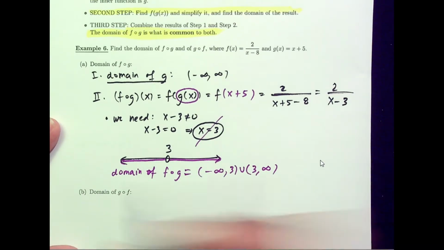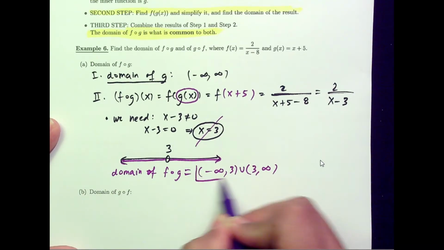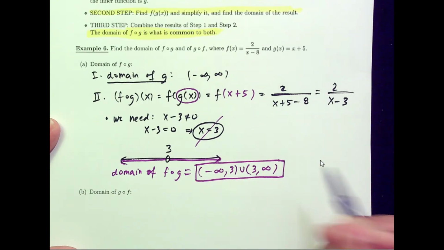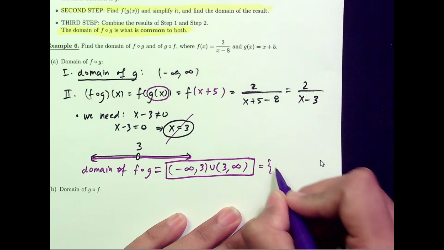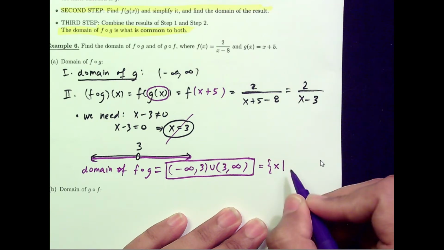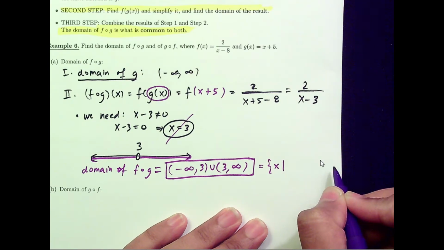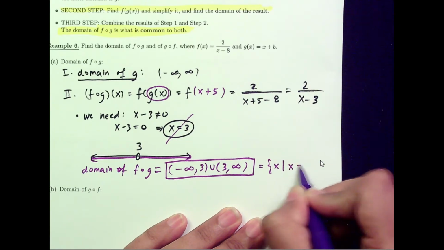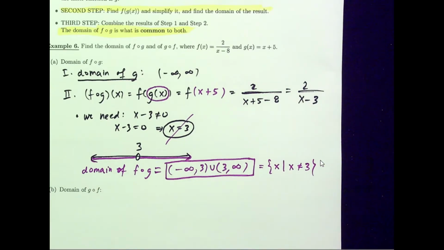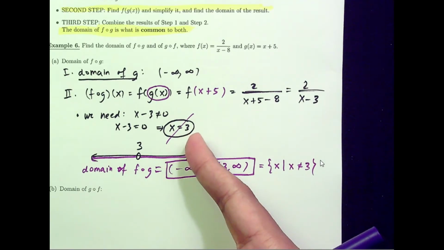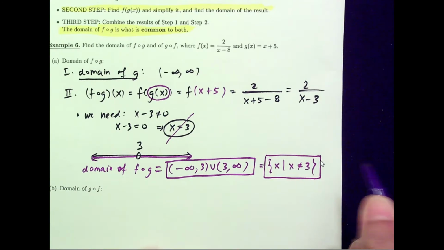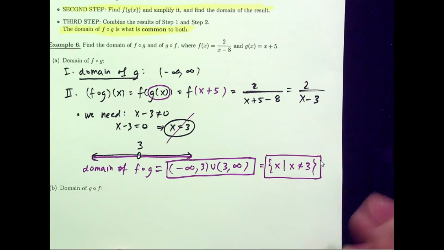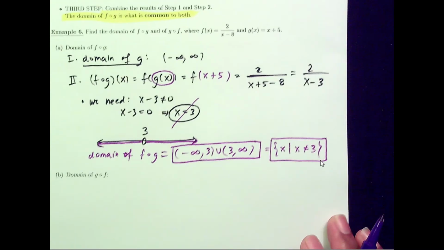That's if you're using interval notation. If you're using set builder notation, this is just the set of all x's such that x is a real number, I'm not going to write that, and x is not 3. That was the only restriction we ended up with: x cannot be 3. That's it. So these two are the same answer expressed differently, interval notation and set builder notation. And that's it. That's all there is to that.